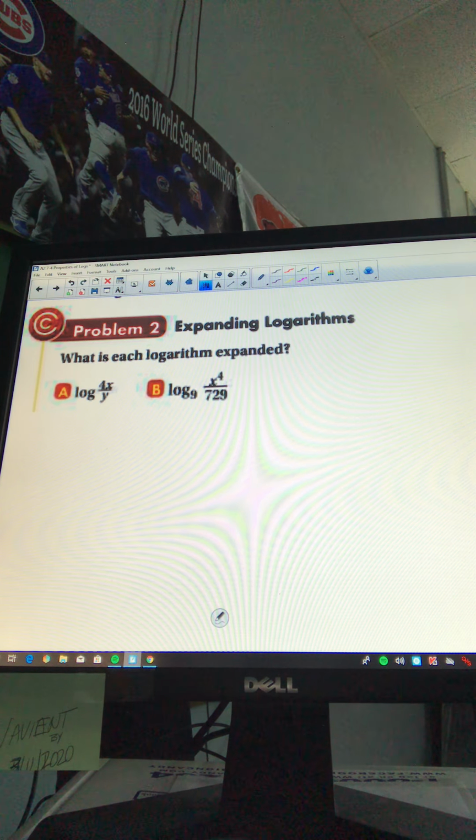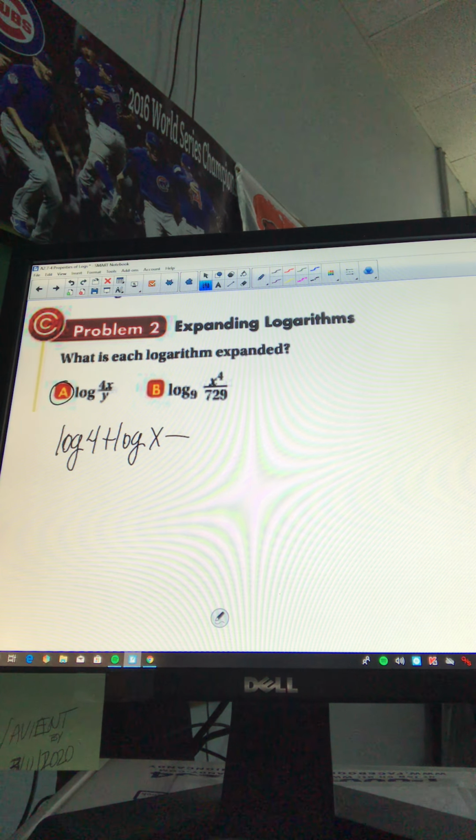Now let's look at expanding A here. So we can say the log of 4 plus the log of x subtract the log of y, because here these are being multiplied and this is divided, so that becomes subtract. And when you're expanding, there's really no oversimplification you can do with that.